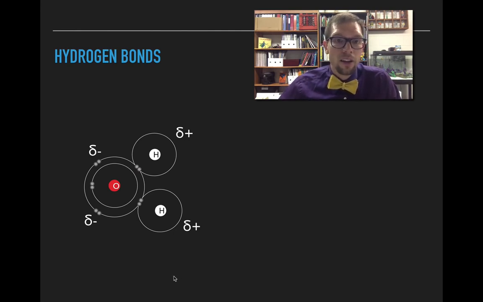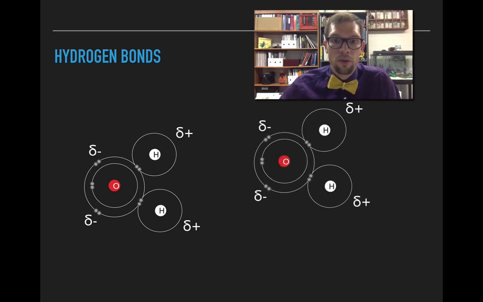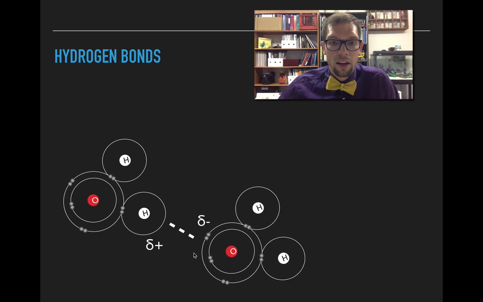Now hydrogen bonds are really a very weak interaction. So recall that oxygen here is going to be partially negative and hydrogen is going to be partially positive. If you were to throw in another water molecule, you can see that these partial negatives can interact with the partial positives. And when you get this interaction, then you're going to have a hydrogen bond.